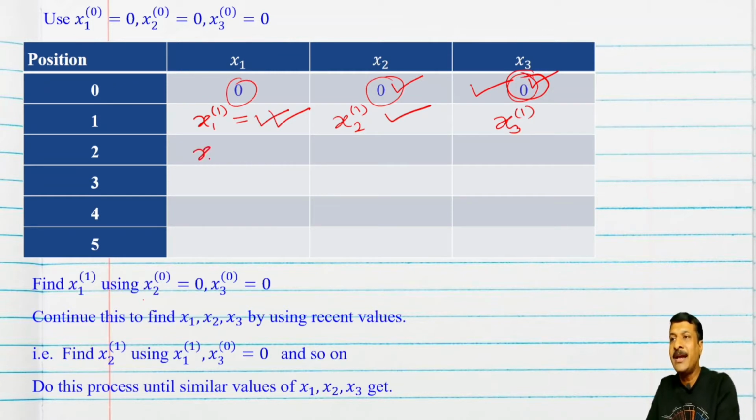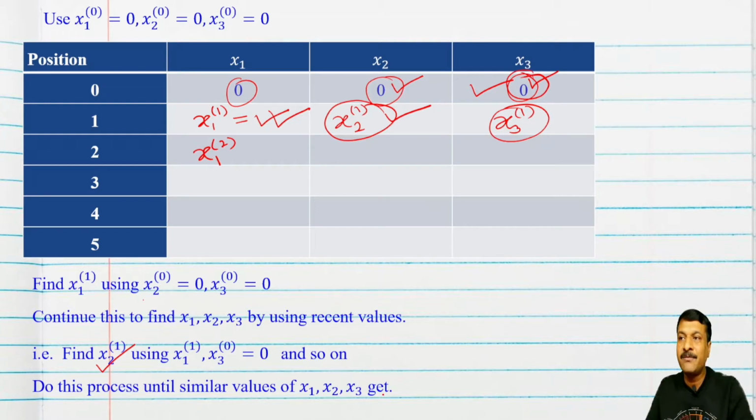Similarly, to find the second position, x1 at second position, I need x2 and x3. So which are the recent values? These are the recent values. Similarly I will get x2 and x3 at the second position like that, then the third position, then the fourth position.